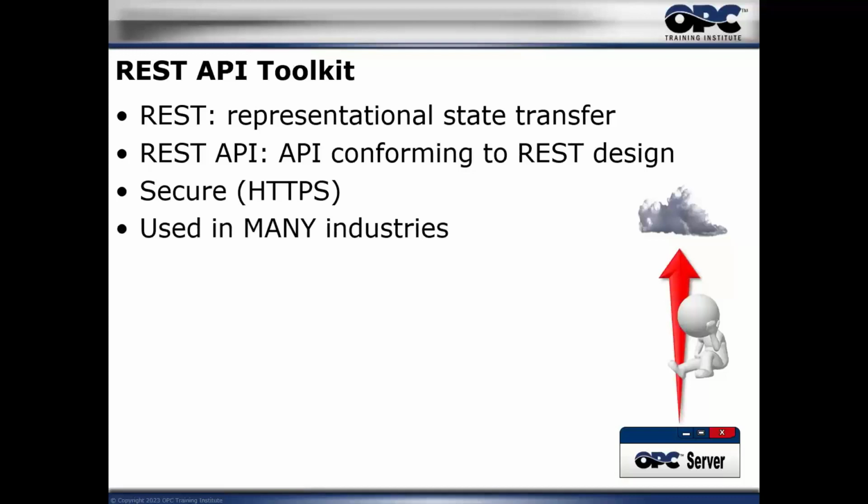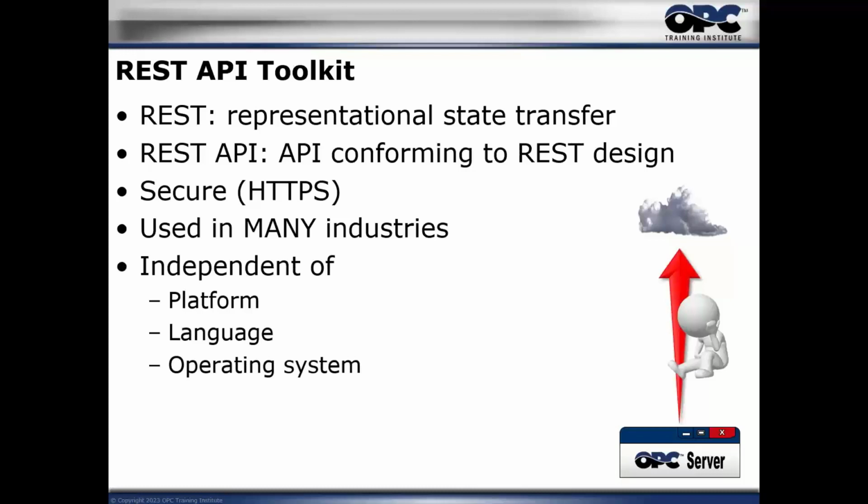They're also used in many, many industries, not just in automation. They're used in commercial applications, IT applications. They're used all over the place. If you have an application that gets data on your phone, for example, if it gets data from the internet, likely it's using REST API. It's not guaranteed, but likely.